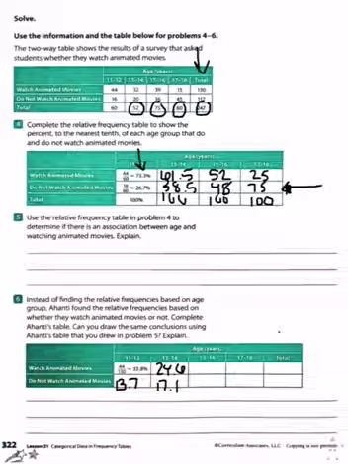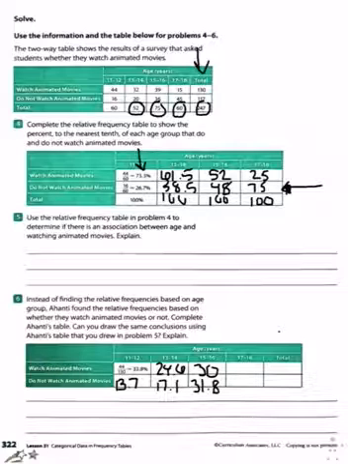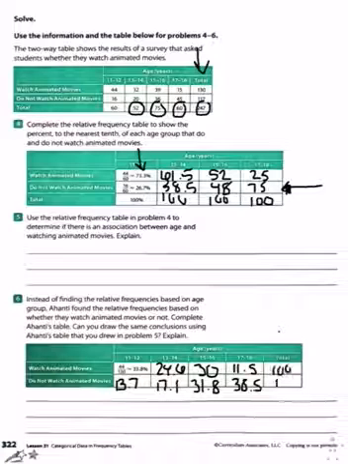39 divided by 130 is going to give me 30%. 36 divided by 117 is going to give me 31.8%. And 15 divided by 130 gives me 11.5%. And 45 divided by 117 is going to give me 38.5% for a total of 100%.